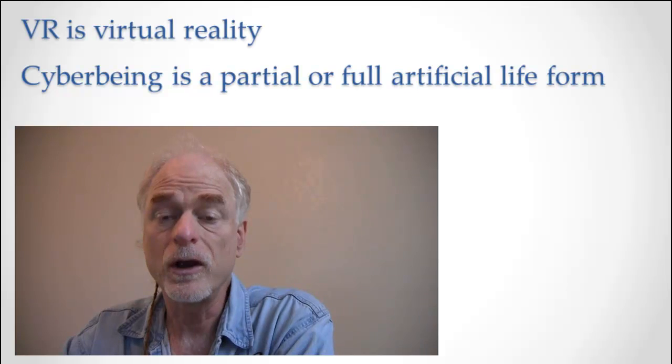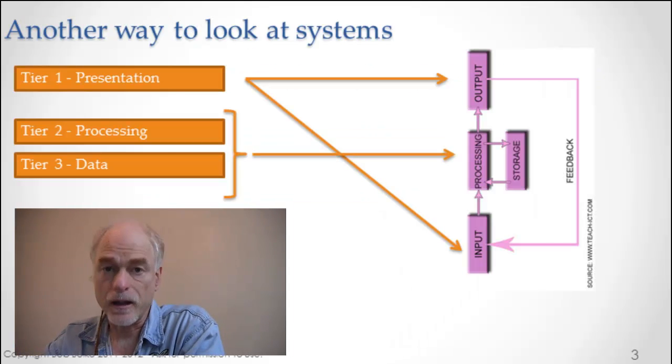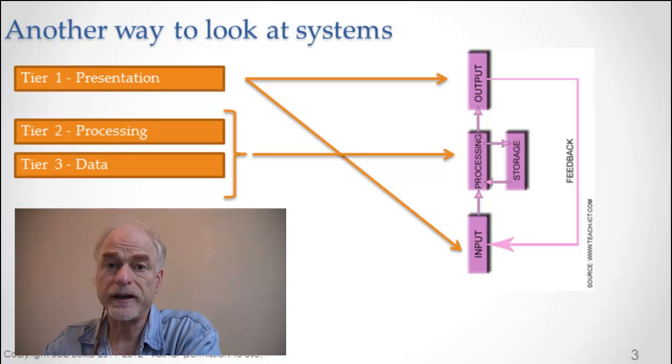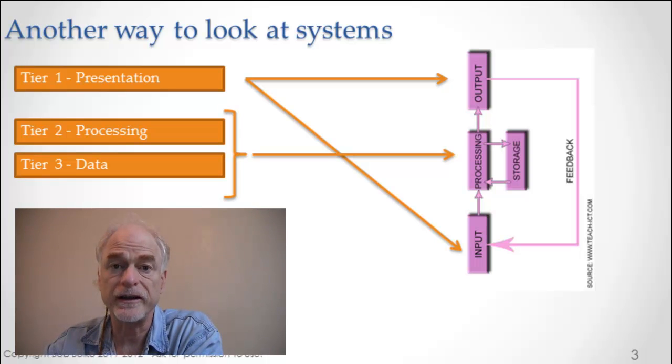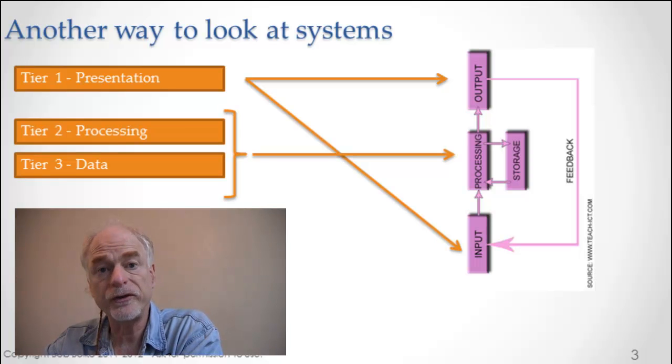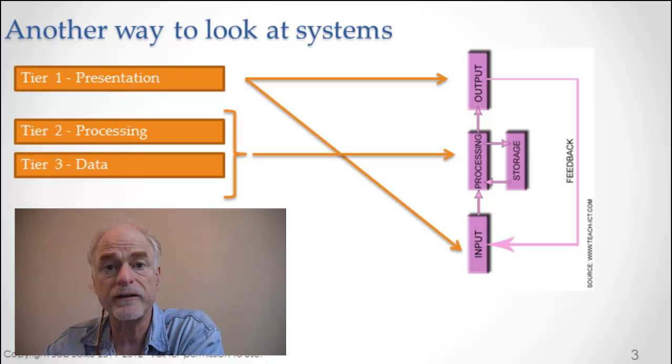Throughout most of this class, we've looked at technology as being guided by this three-tier system: the presentation tier, the processing tier, and the data tier. The presentation tier being closest to the user, providing the user experience, the processing tier having the core functionality of the application or the system, and the data tier being the long-term storage of the information of the system.